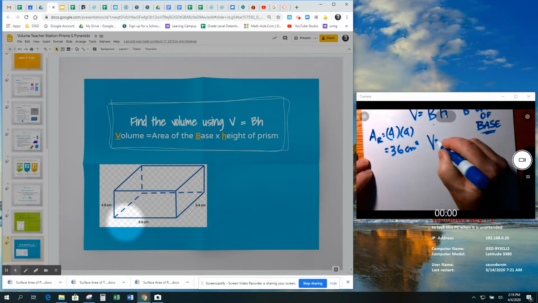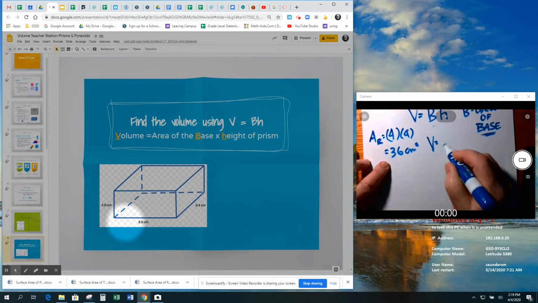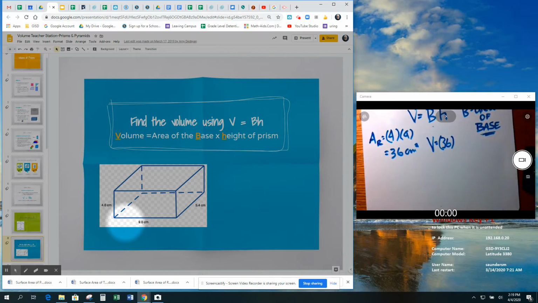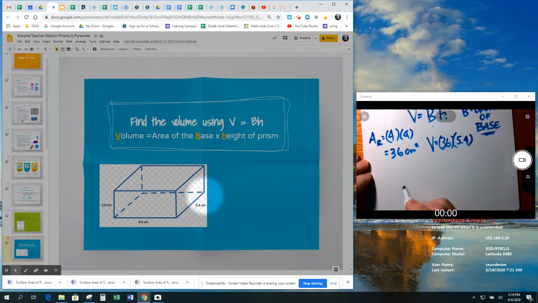The volume is equal to, we're going to replace that 36 in here for our big B, so 36. And the height of our rectangular prism is 5.4 centimeters. Okay, so we're going to multiply that times 5.4. All right, I can't do that one in my head, so 36 times 5.4.